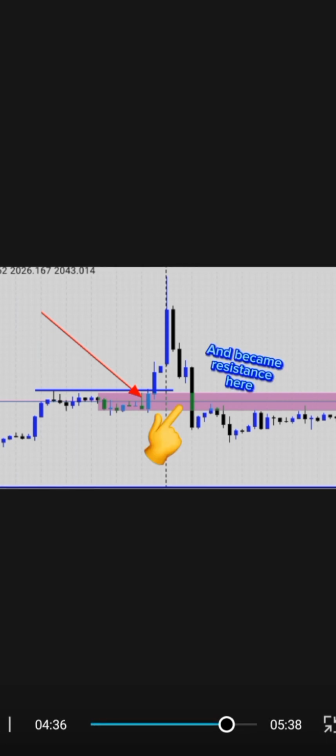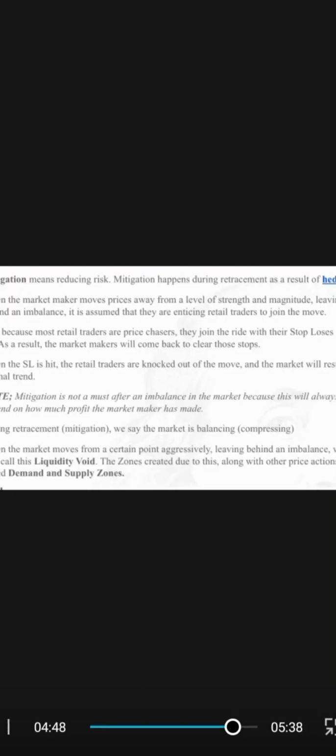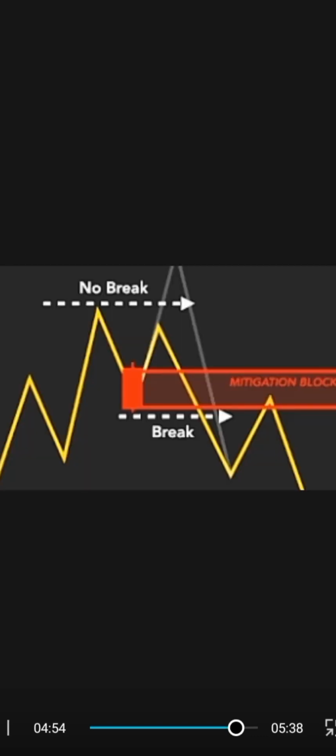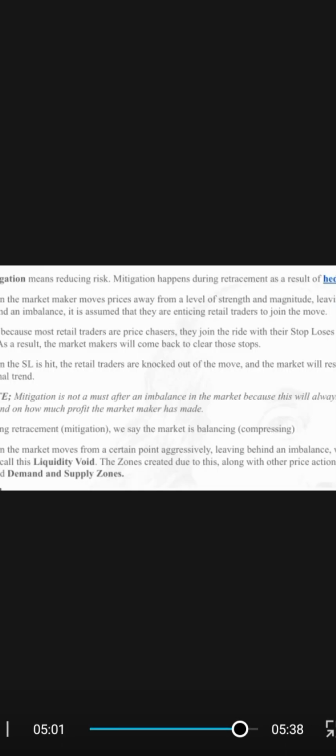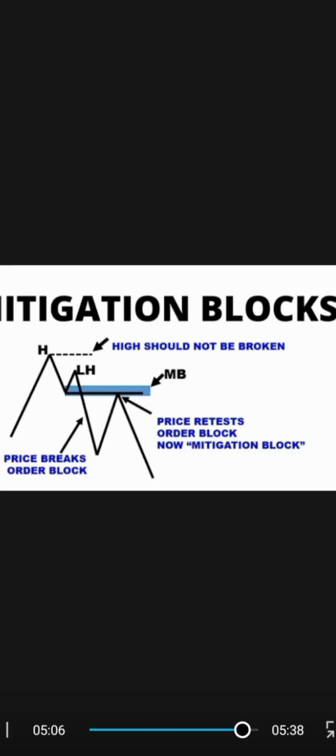Then what's a mitigation block? A mitigation block is simply a move failing to continue and break structure. Mitigation means reducing risk through retracement as a result of hedging. When the market maker moves the price away from a level of strength and magnitude, leaving behind an imbalance, it is assumed that they are enticing retail traders, who is me and you, to join the move. And because most retail traders are price chasers, they join the ride with their stop loss set. As a result, the market maker will come back to clear those stops. When the stop loss is hit, the retail traders are knocked out of the move, and the market will resume its normal trend.